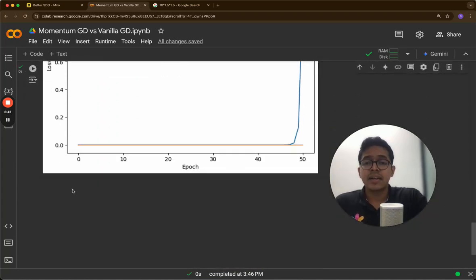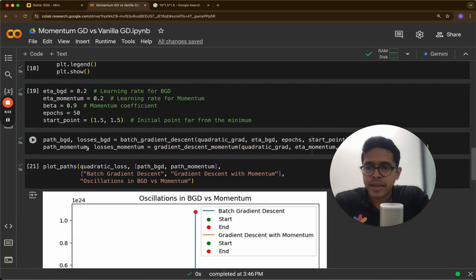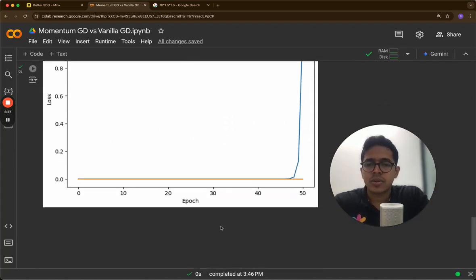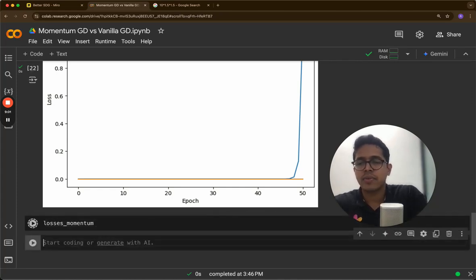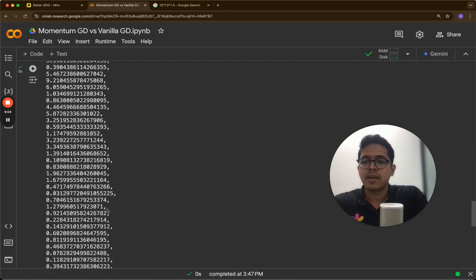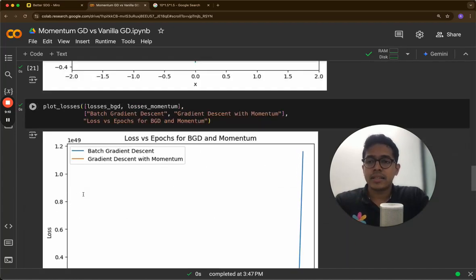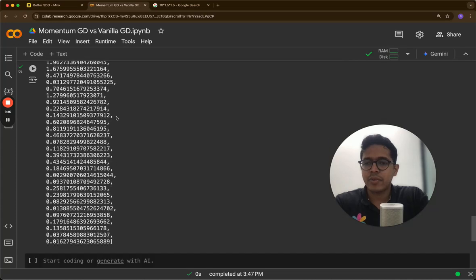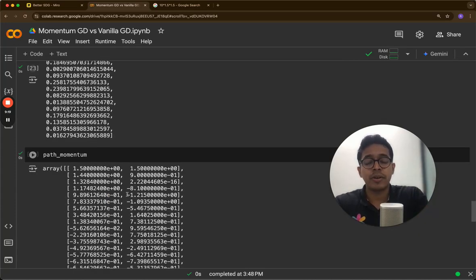On the other hand, the actual value of loss, maybe we can plot the momentum losses. I hope it is very close to 0. So let me plot the actual value of loss for the momentum. See, it is very close to 0, 0.016. And the reason for that is, if we plot the path, hopefully the final value of the path should be 0, 0, somewhere very close to 0, 0. It should start from 1.5, 1.5.